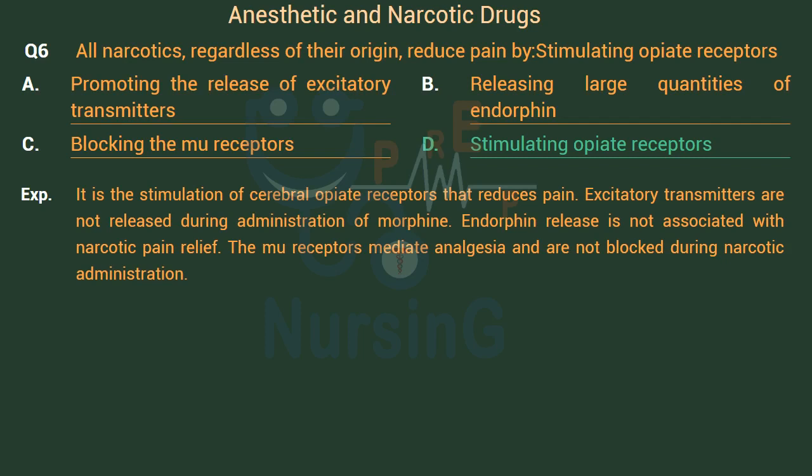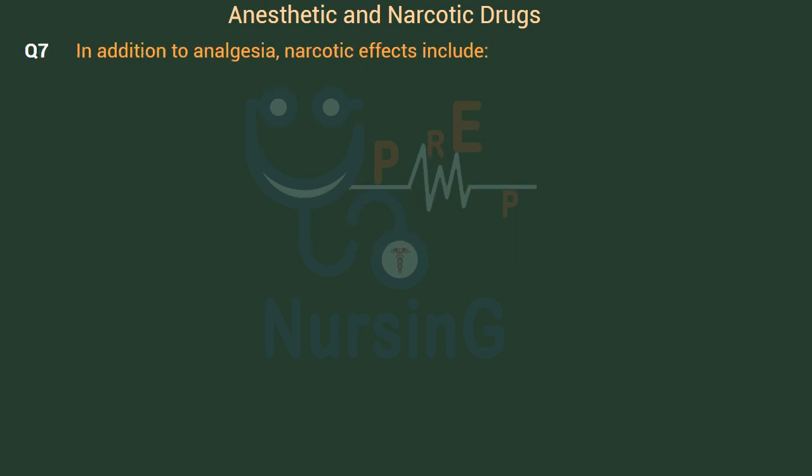It is the stimulation of cerebral opiate receptors that reduces pain. Excitatory transmitters are not released during administration of morphine. Endorphin release is not associated with narcotic pain relief. The mu receptors mediate analgesia and are not blocked during narcotic administration.